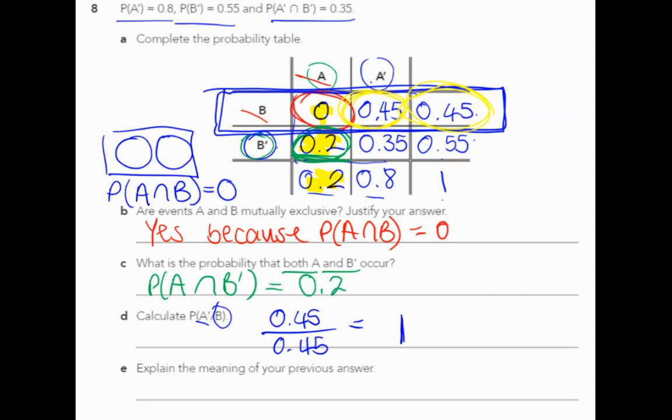And this comes down to question E. What's the meaning of that previous answer, the factor 1? It means that all of A dash must be in B. B has nothing else in it apart from A dash. It's got no A in it, because that's where we looked at the probability being 0. So the meaning of your answer, all of B is A dash. And that's pretty much what it means. Hopefully that makes sense.